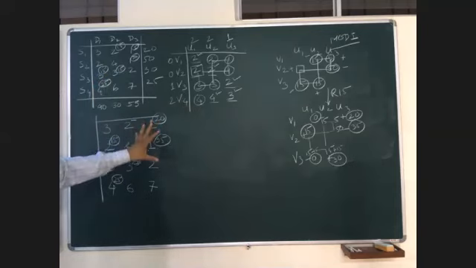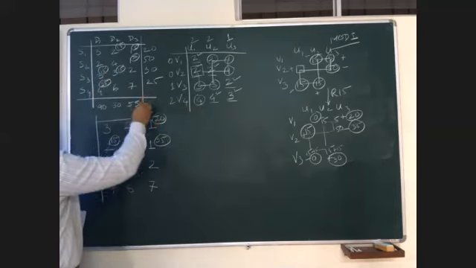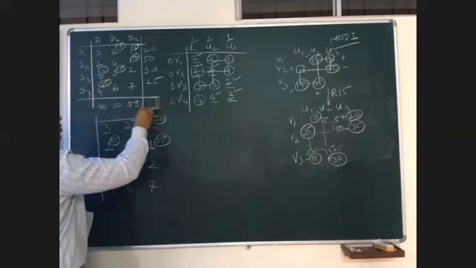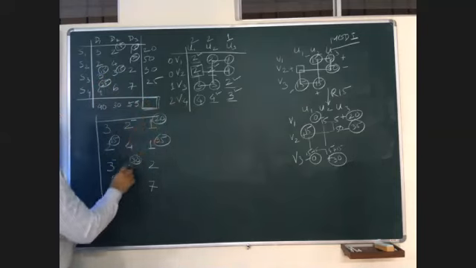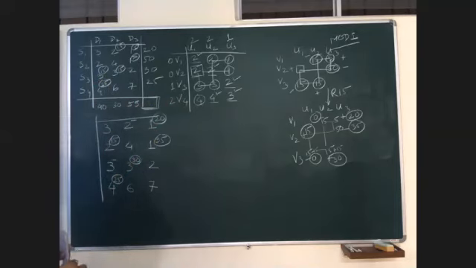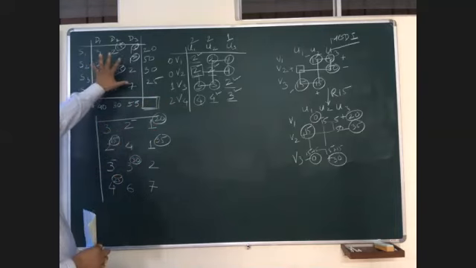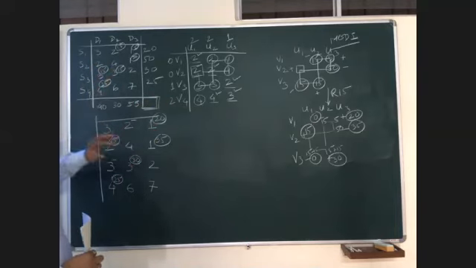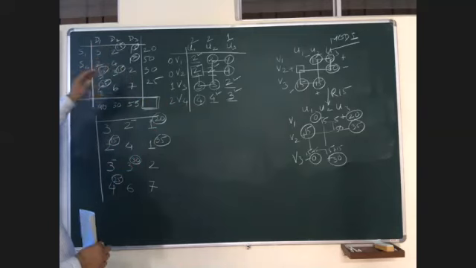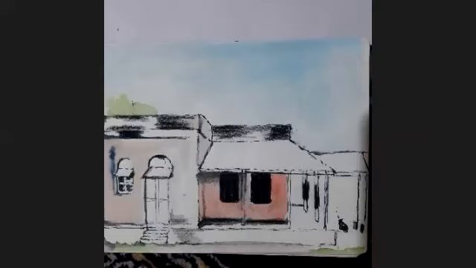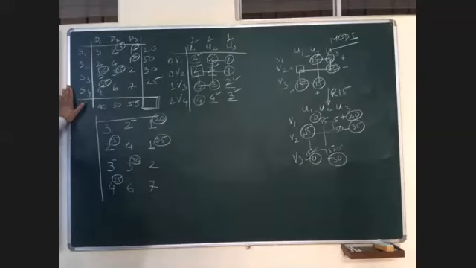If you add this, you will definitely get the total number of units. This is your alternate solution to this. If your boss asks you, give me the alternate arrangement, how we can allocate the units with minimum cost. Yes, any problem? I hope you have understood this.